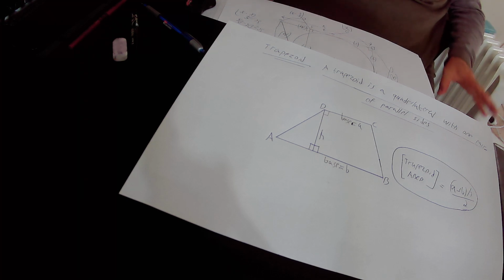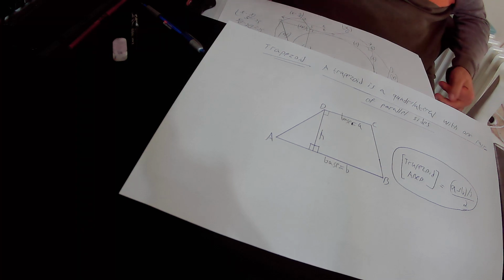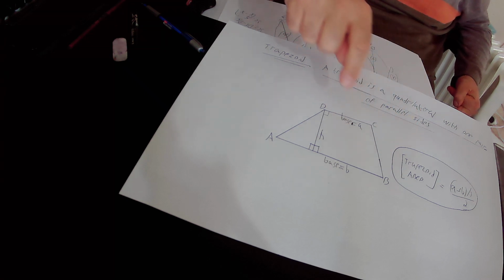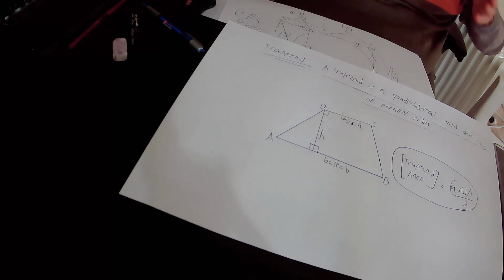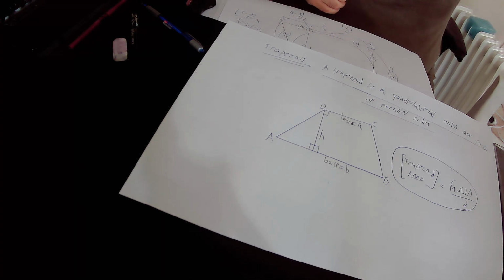Okay, repeat again, a trapezoid is a quadrilateral with one pair of parallel sides. Here, in this quadrilateral ABCD, side DC is parallel to side AB, and therefore this quadrilateral ABCD is defined as a trapezoid. So what is the area of a trapezoid?